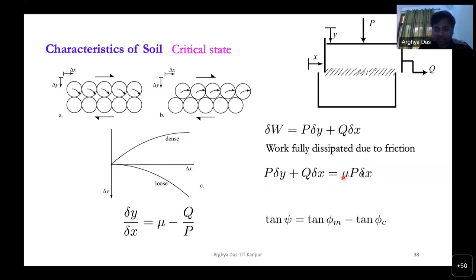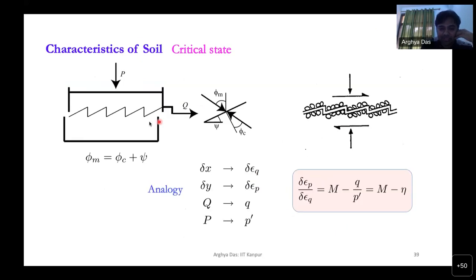Now, if you simply divide everything here by dx, we can come up with this relationship: del y over del x equals mu minus q by p, which alternatively we can write as tan psi equals tan of phi m minus phi c, where this psi is to some extent your representation of the dilation angle. Okay, and this phi c is nothing but your critical state angle, and phi m is the mobilized friction angle. The same can be analyzed in a sawtooth mechanism, as in the direct shear test, where the sample has a sawtooth scenario, inclined at an angle of psi, and the mobilized friction angle is shown here, and the critical state is shown here.